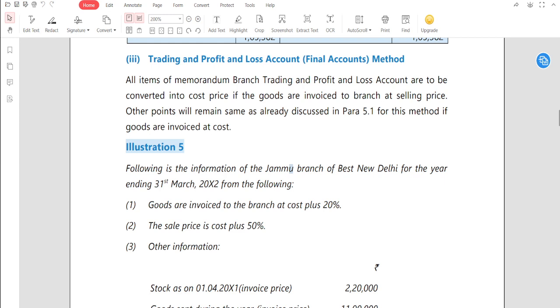It says, following is the information of the Jammu branch of Best New Delhi for the year ending 31st March 2022. From the following, goods are invoiced to the branch at cost plus 20%. The sale price is cost plus 50%. So goods are invoiced to the branch at cost plus 20%, and sale price is nothing but cost plus 50%. So this is a different thing. Typically sale price becomes cost plus 50 and goods are sent at 20%.